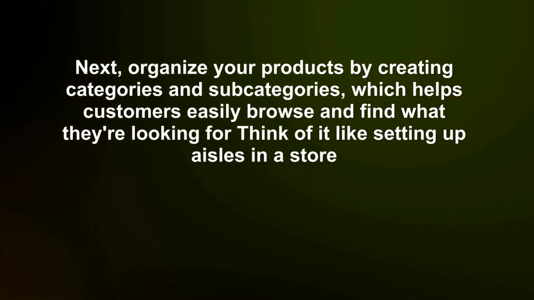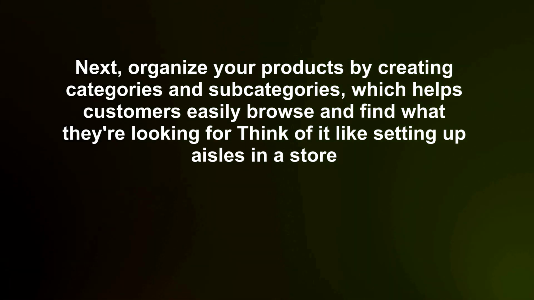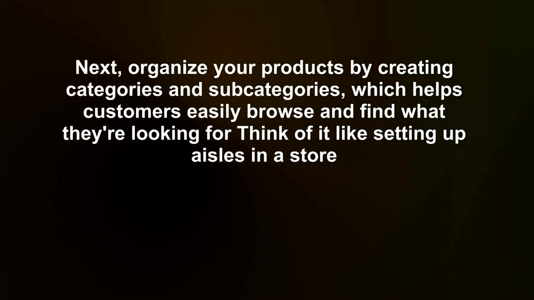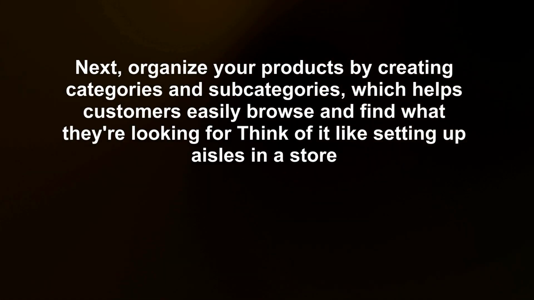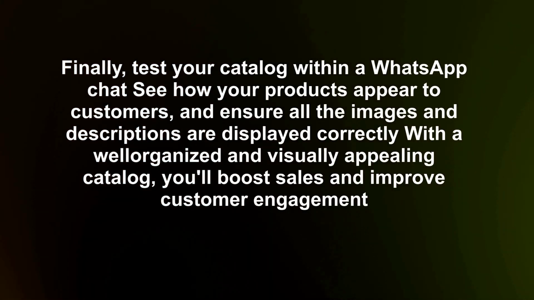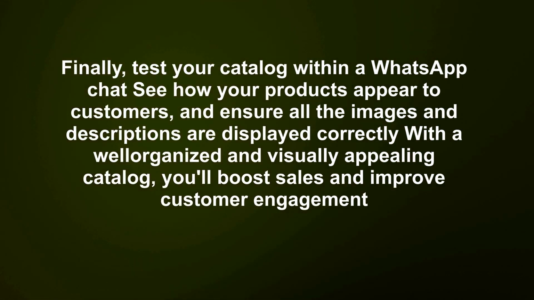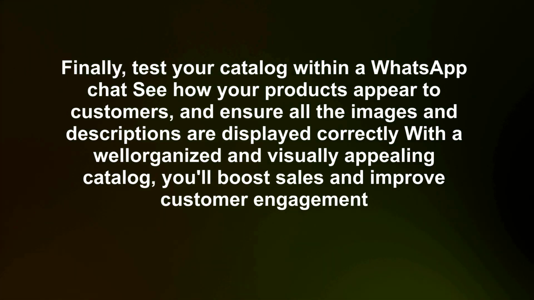Next, organize your products by creating categories and subcategories, which helps customers easily browse and find what they're looking for. Think of it like setting up aisles in a store. Finally, test your catalog within a WhatsApp chat. See how your products appear to customers, and ensure all the images and descriptions are displayed correctly.